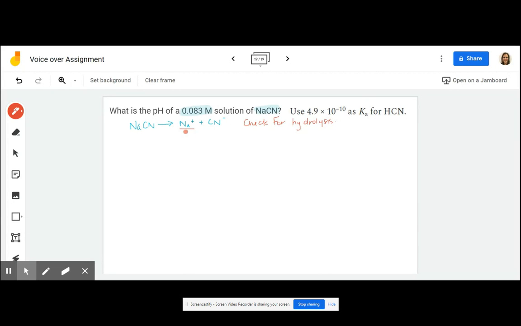So first you check Na, and Na is in group 1, and part of the rules of hydrolysis is that elements in group 1 cannot react with water. And then for CN, it is a conjugate base of a weak acid, so it can react with water, and that is just part of the rules as well.